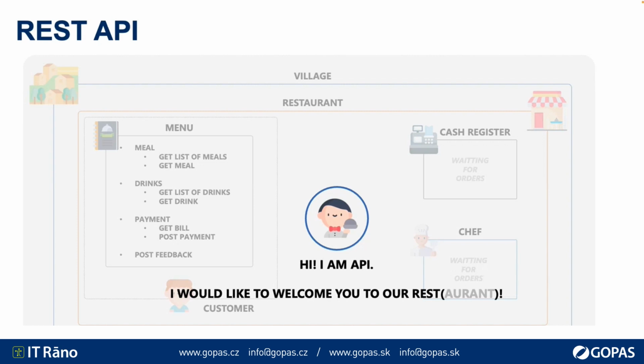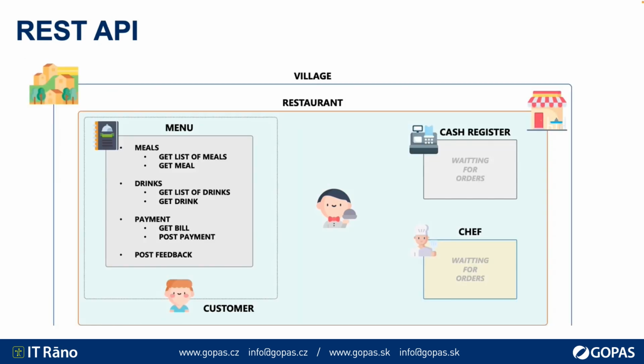And inside this restaurant, we are the customer, and we receive the menu. And on the menu, we can see 1, 2, 3, 4 points: meals, drinks, payment, and post feedback. Wait a minute. Under the meals, we can see 2 more points: get a list of meals and get a meal.